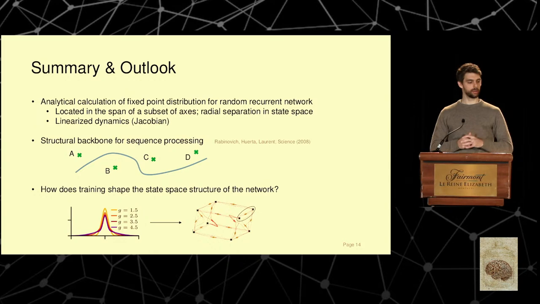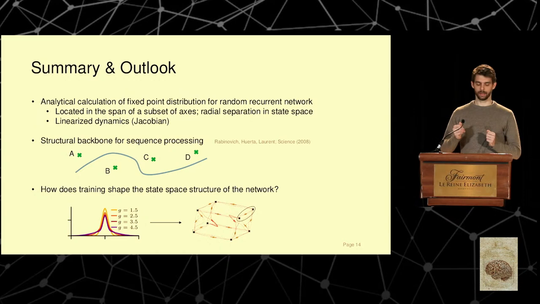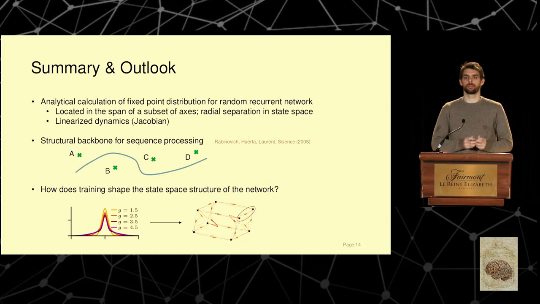Now, before concluding, I would like to speculate and highlight why I think analyzing random networks is still a very interesting problem. First of all, we see this exponential number of fixed points poses a structural backbone for sequence processing. What we see in the dynamics is that the trajectories evolve along these fixed points, and so you can think about them as symbolic dynamics where each fixed point corresponds to a different point in the sequence. Of course, it's a very open question how to leverage this structure that's there in state space for actual computations.